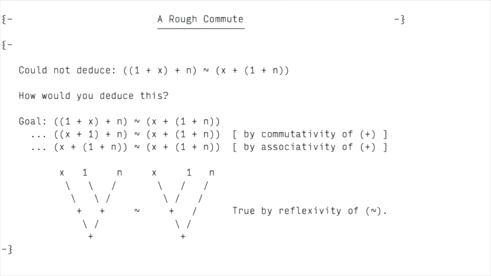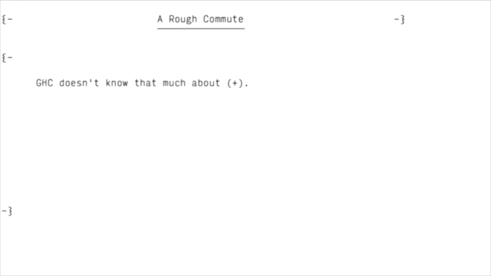So I didn't say this before. Twiddle, or tilde, is type equality. So that's to say that we're asking whether these numbers are equal as types. But GHC doesn't know that. GHC doesn't know that plus is commutative or that it's associative.